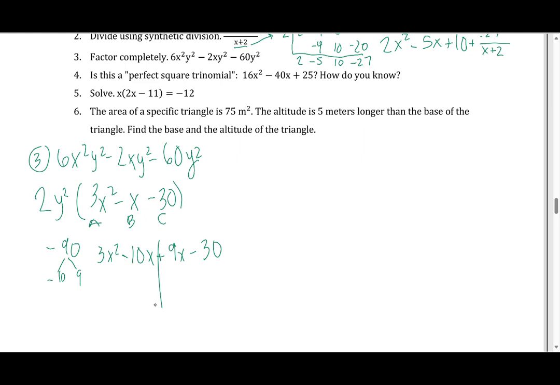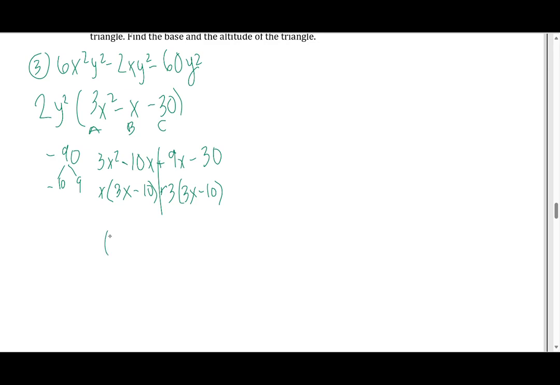I'm going to take out what they have in common on each side, so 3x squared minus 10x. I can only take out 1x. I'm left with 3x minus 10. On the right hand side, I know I'm going to have to match that, so I'm going to take out a positive 3. I'm left with 3x minus 10. So I will have 3x minus 10, factoring that out, and the leftovers from the beginning, x plus 3, and from the very beginning of the problem, I now bring back the 2y squared, and now I have completely factored number 3.